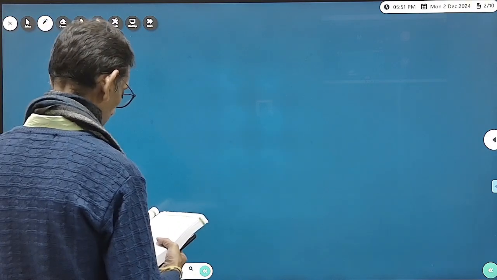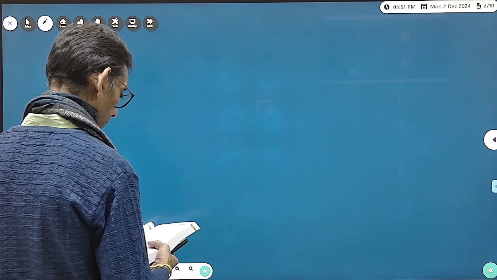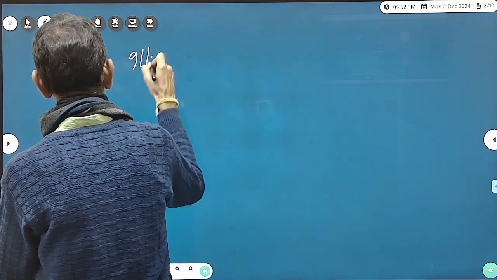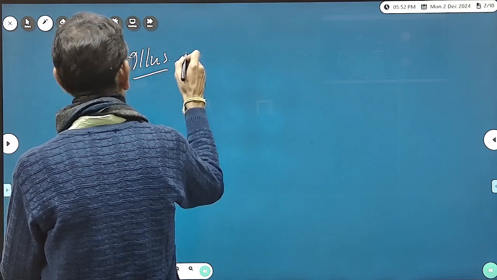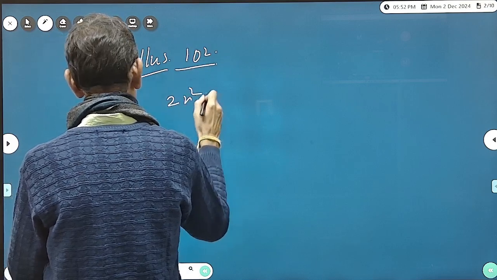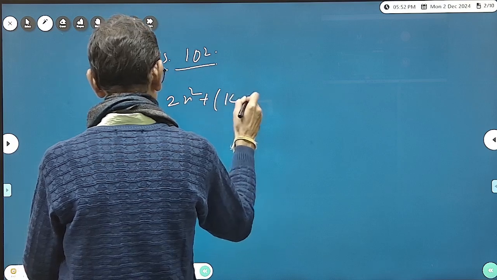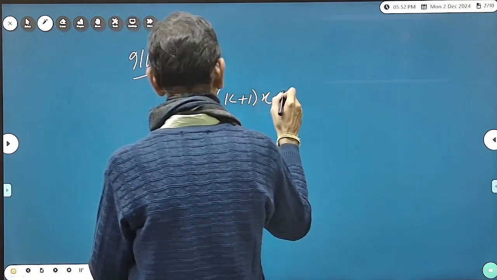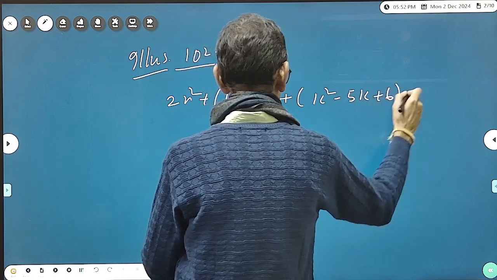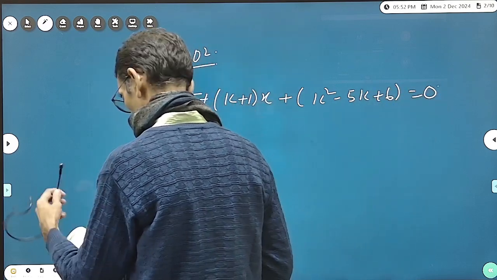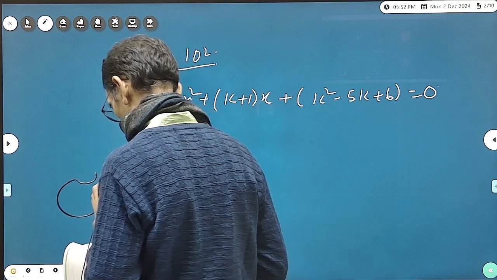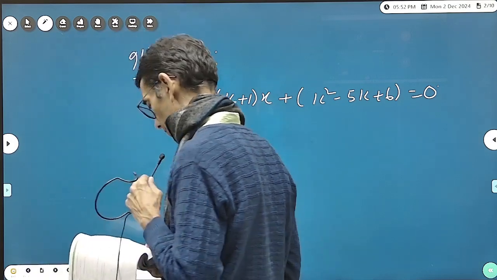Okay, so if the roots are opposite in sign, then show that k... Illustration 102. 2x square plus (k plus 1)x plus k square minus 5k plus 6 equal to 0. What's the question? It says the roots of this equation are opposite in sign. Then show that k lies between 2 and 3.